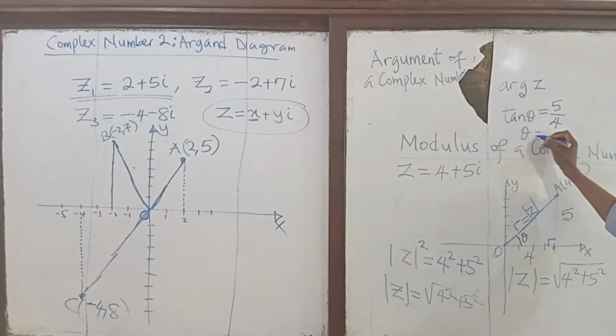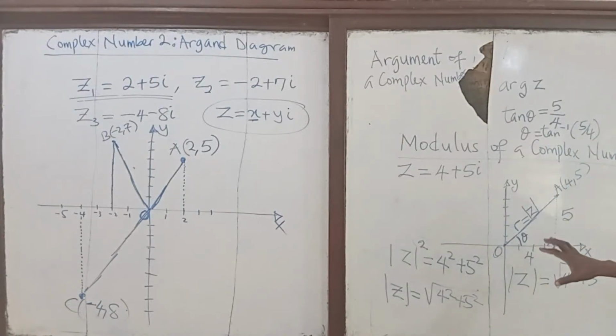So your theta is arctan 5/4. That is the argument of that complex number. We're going to play with these for more clarification. That's the argument of a complex number.